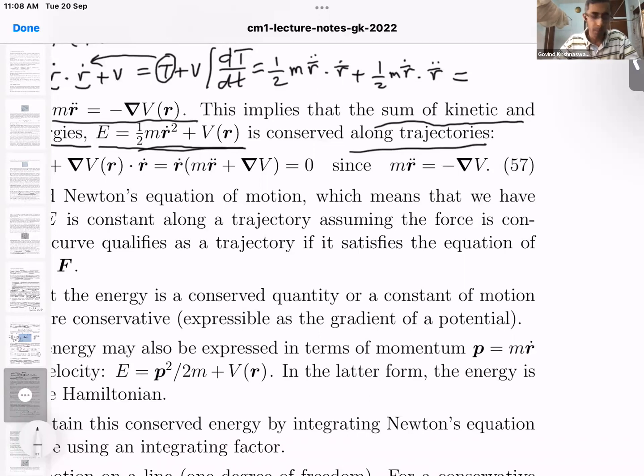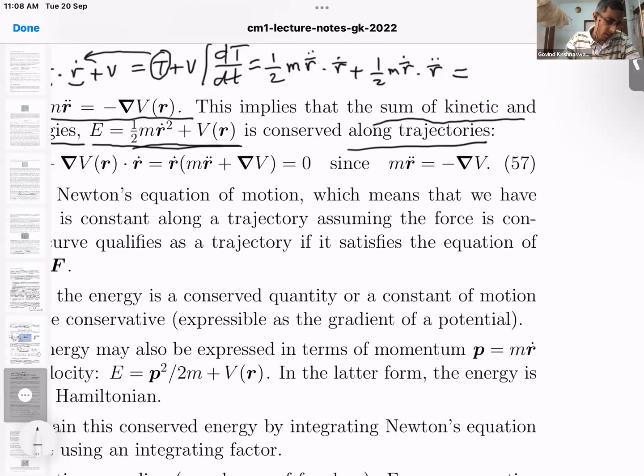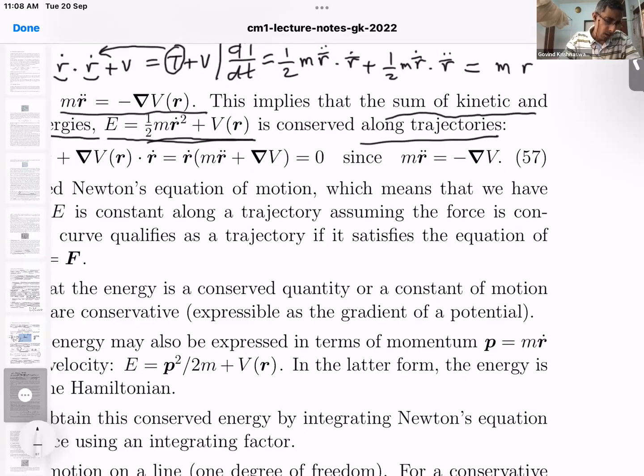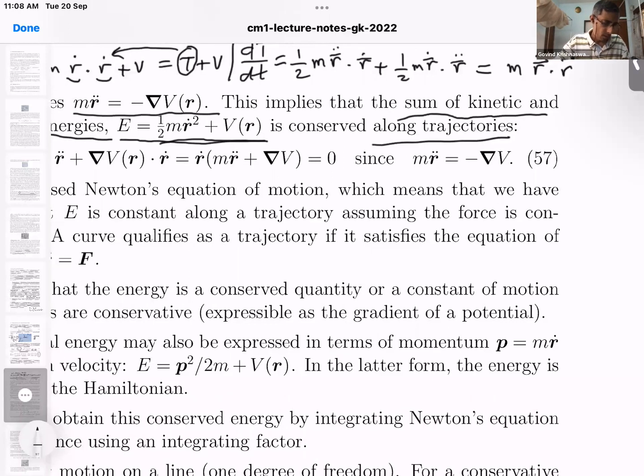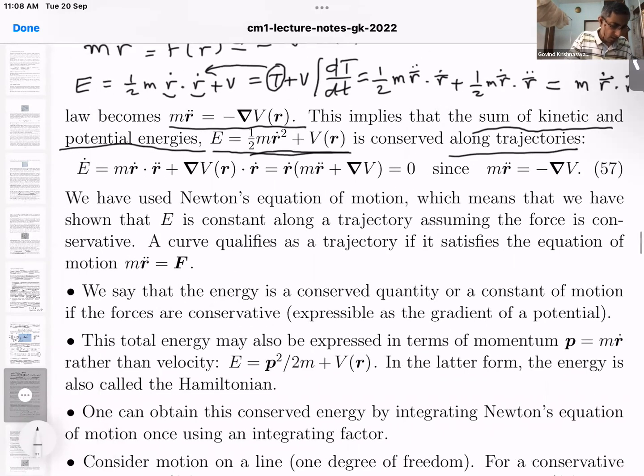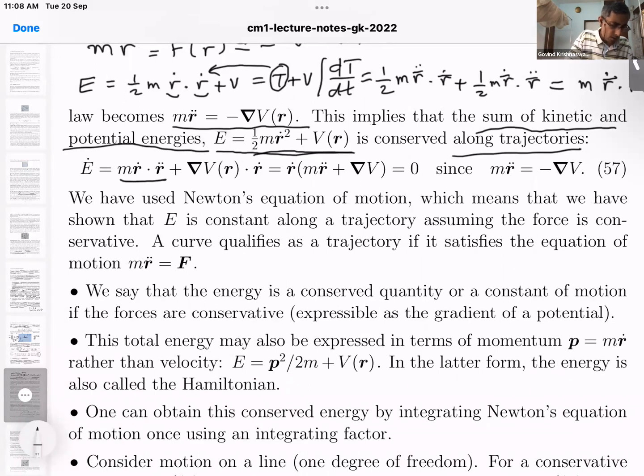What property of the dot product? Commutative. Indeed, it is commutative, and therefore I can write this as m r dot dot r double dot. The two terms are combined in this manner, and that's what's been written here, m r dot dot r double dot. So much for the derivative of the kinetic energy.